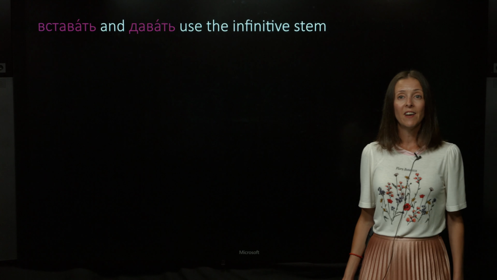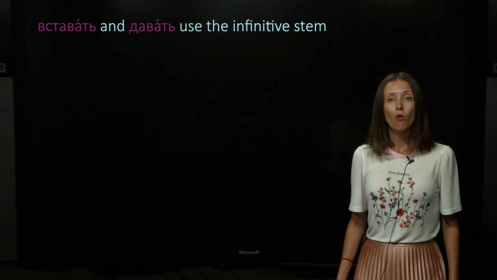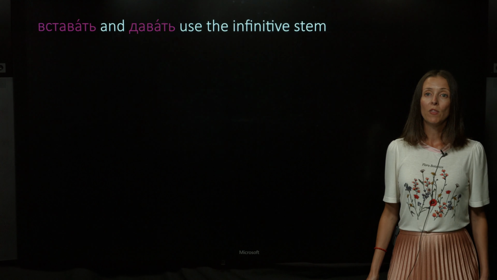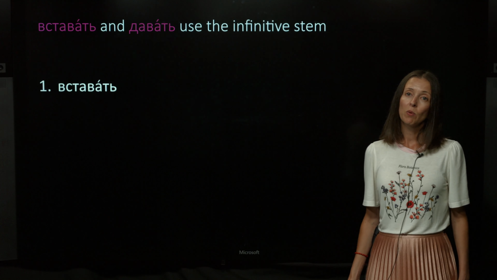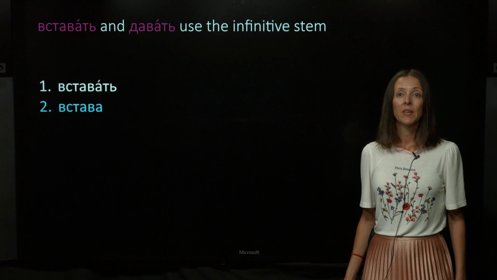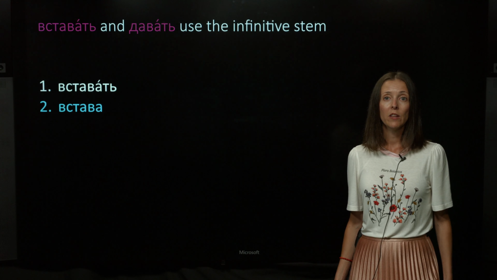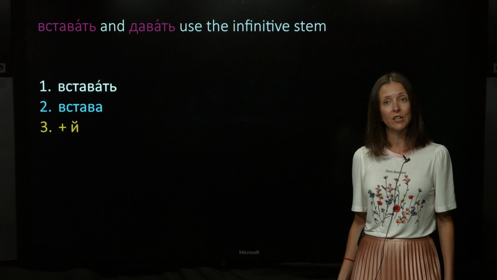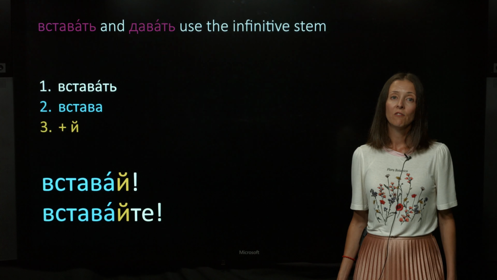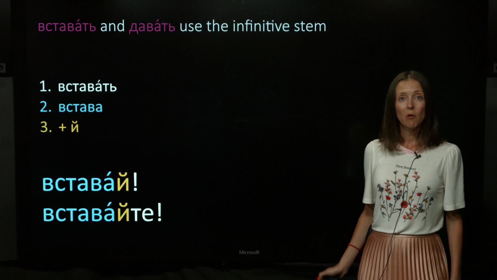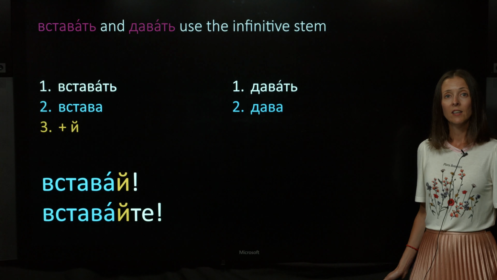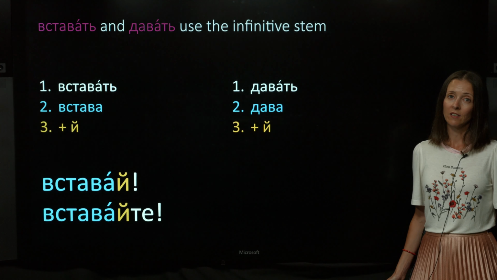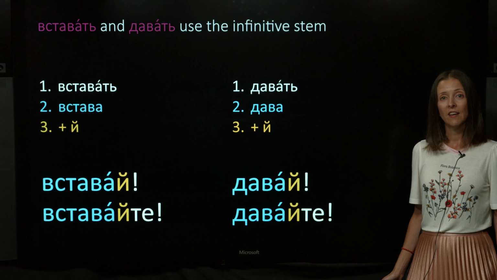Now, the verbs вставать and давать form the imperative based on the infinitive stem. In other words, вставать will have the stem встава. Since the stem ends in a vowel, your imperative ending will be й. Вставай, вставайте. The same goes for давать. Your stem is дава, and the imperative ending is й. Давай, давайте.